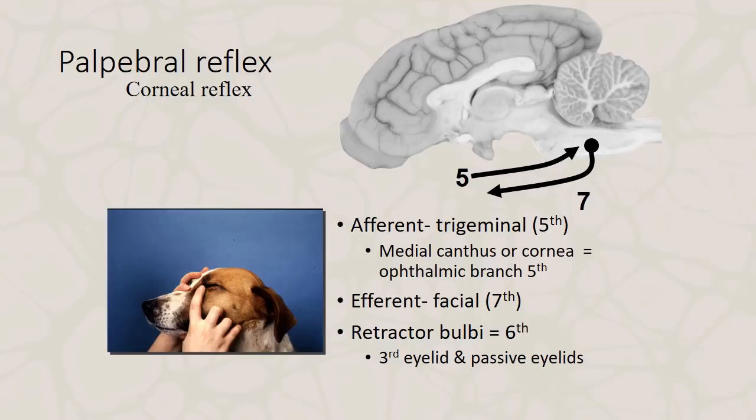So 5 might be working and 7 not, but if 6 still is, you can get retraction of the globe. If cranial nerve 5 is not working at all, then there's not going to be either a palpebral or a retraction of the globe.